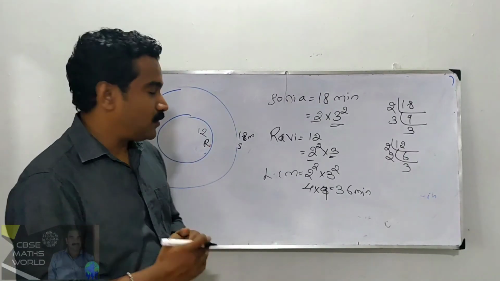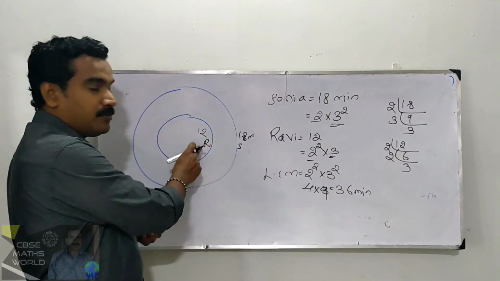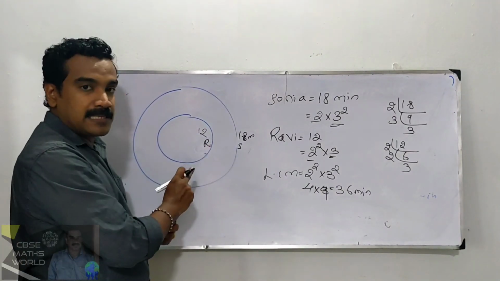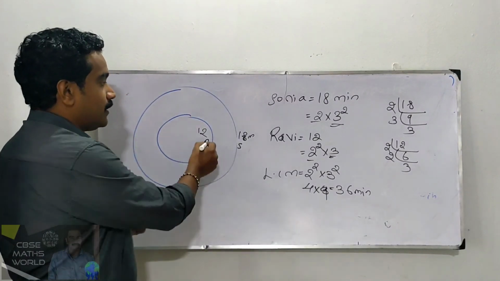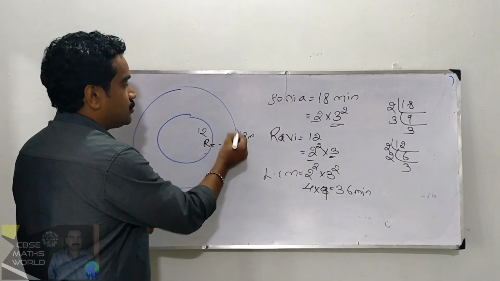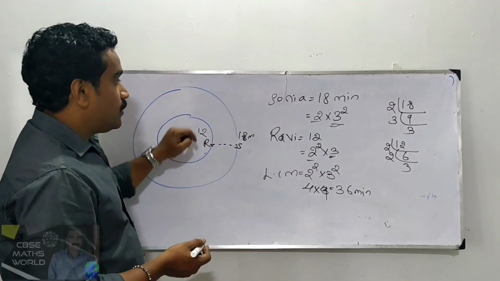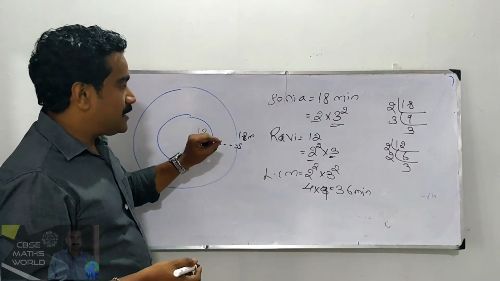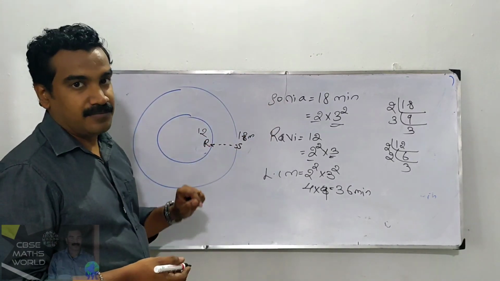Once again explaining the question. Ravi and Sonia are on a circular path. Ravi completes the circle in 12 minutes. Sonia needs 18 minutes to complete the circle. They start at the same position. So after how many minutes will they meet again? The answer is definitely greater than 18. So we want to take the LCM. This is the method.